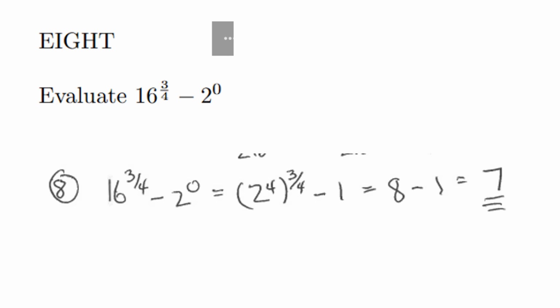Number 8, you have to evaluate this expression and simplify. 16 is 2 to the 4th, and if you raise that to the 3/4, you get 2 cubed, or 8. And 2 to the 0 is 1. So it's 8 minus 1, and the answer to this should have been 7.